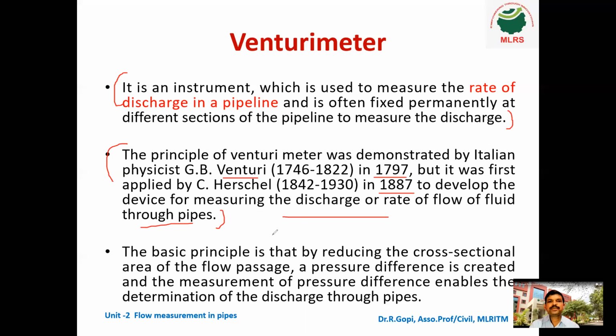The basic principle is that by reducing the cross-sectional area of the flow passage, a pressure difference is created. So we are reducing the cross section of the pipe, and there will be a pressure difference. The measurement of the pressure difference enables the determination of the discharge through the pipe. Using the pressure drop that occurs, we can easily find the discharge through the pipe. This is the fundamental concept of the Venturimeter.